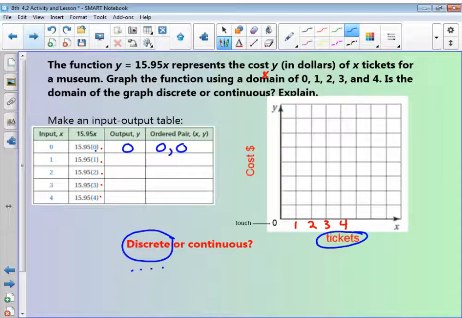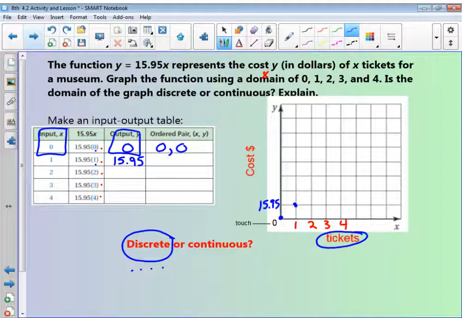So I'm using these two numbers to set up my ordered pair. So over to 0, up to 0. Okay, so now my next one, if I buy one ticket, I'm going to plug that in there. So $15.95 times 1 is going to give me $15.95. So I'm going to finish setting up my graph. So for each of these, I'm just going to go by $15.95 here. Okay, so then if I graphed that out, I'd go over to 1 and up to $15.95.